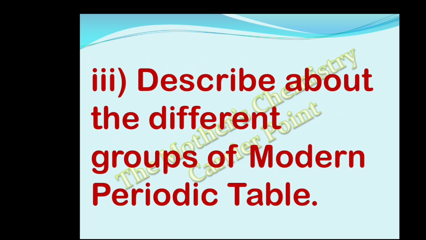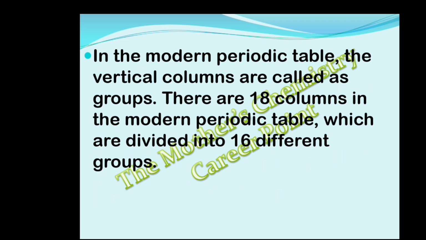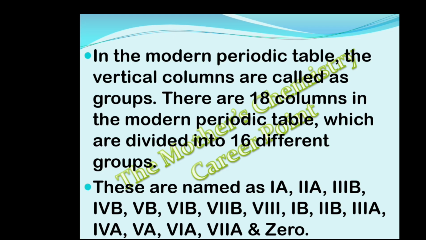Describe the different groups of the modern periodic table. What do you mean by groups? In the modern periodic table, the vertical columns are called groups. There are 18 columns in the modern periodic table, which are divided into 16 different groups.